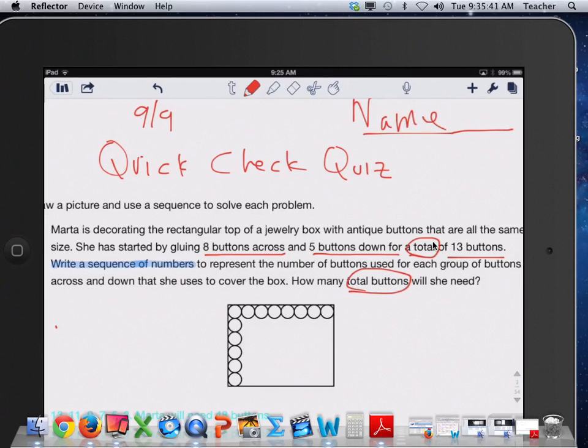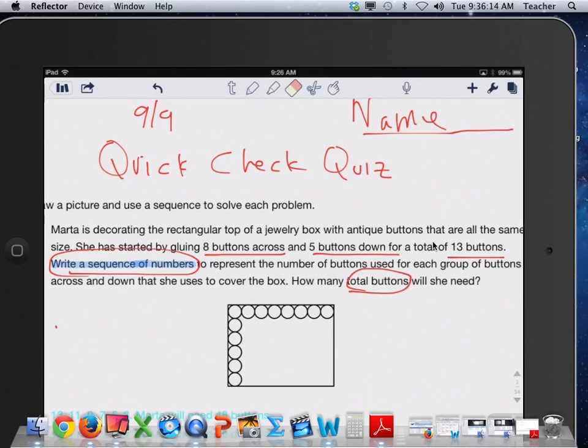I'm annotating. I'm underlining things that I feel are important. And I should have circled this one. I'm circling stuff I need to answer. This is a total. Here's a total. Most likely these words they want me to answer. But in this case, a total of 13 buttons is not part of the answer. The question is this: how many total buttons? So I'm going to leave this circle because I want to find the total of buttons.